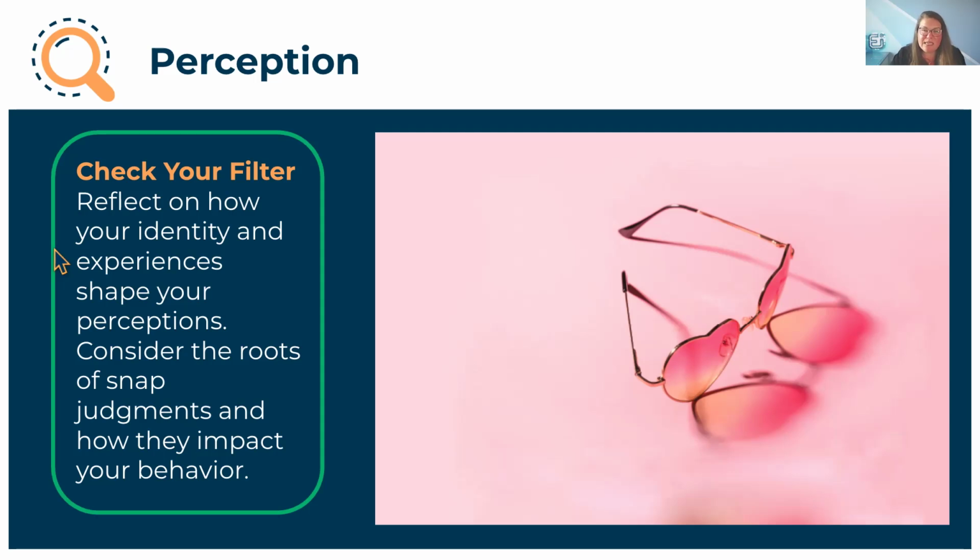And so the key part of this perception is learning to check your filter, learning to reflect on how your identity and how your experiences shape how you see the world. And then recognizing when you make quick judgments, understanding the roots of those judgments, and considering how your filters impact your behavior.